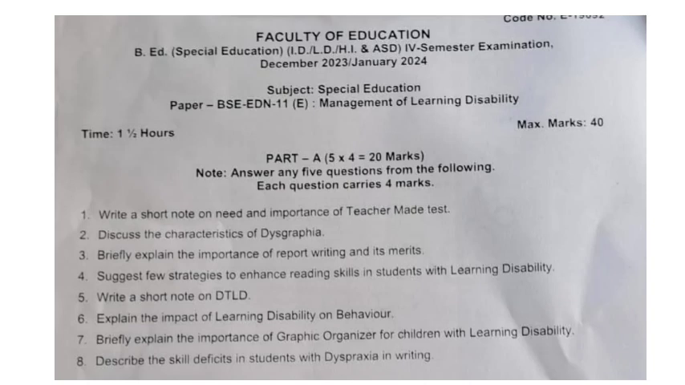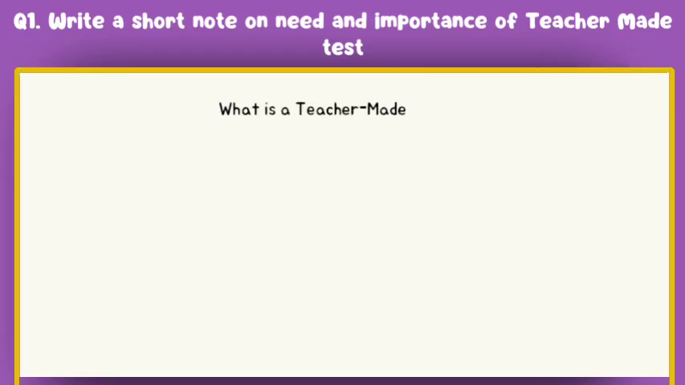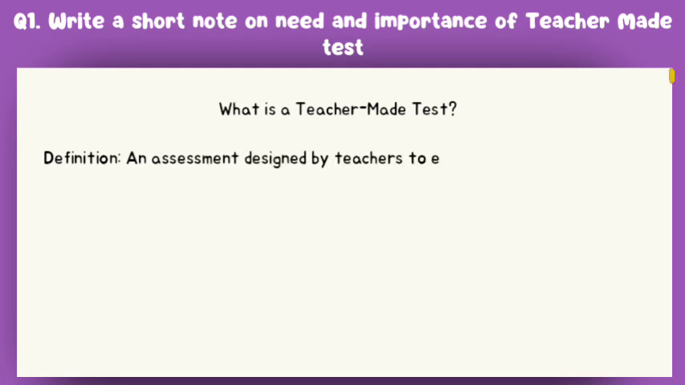It has two parts. Part A has 8 questions, each of 4 marks, and we need to attempt only 5 questions. Next is Part B. It has 4 questions, 10 marks each, and we need to attempt only 2. So let's get started. The first question: write a short note on needs and importance of teacher-made test.